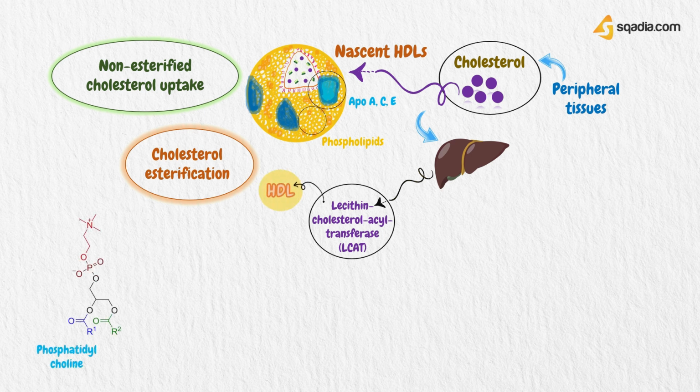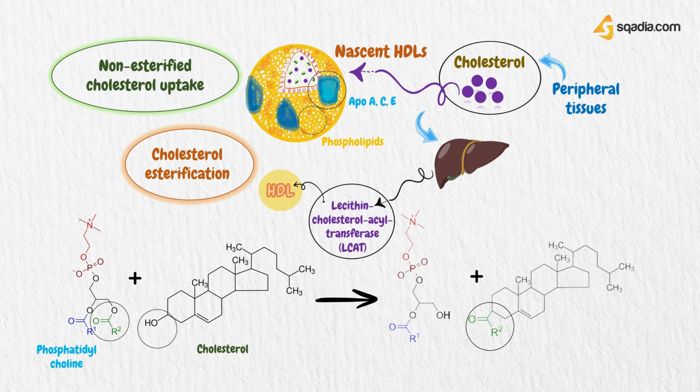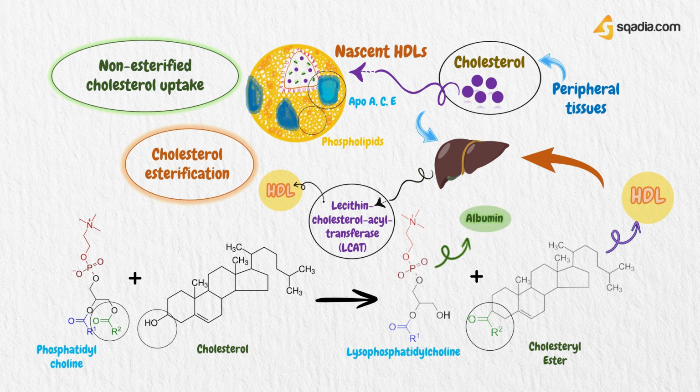LCAT transfers the fatty acid from carbon-2 of phosphatidylcholine, present in nascent HDL, to cholesterol. This produces a hydrophobic cholesterol ester, which is sequestered in the core of the HDL, and lysophosphatidylcholine, which binds to albumin. Note that this esterification maintains the cholesterol concentration gradient, allowing continued efflux of cholesterol to HDL.